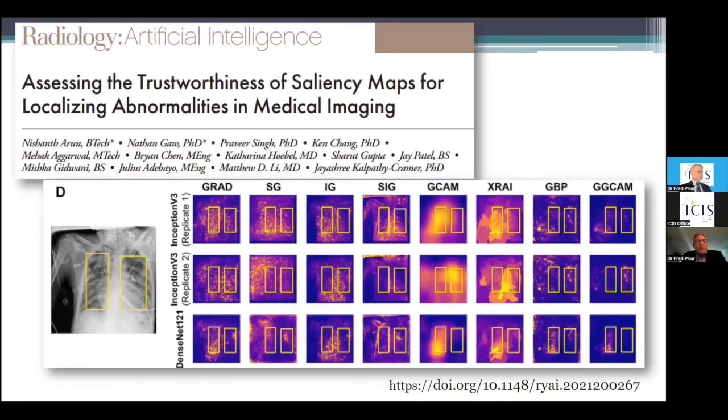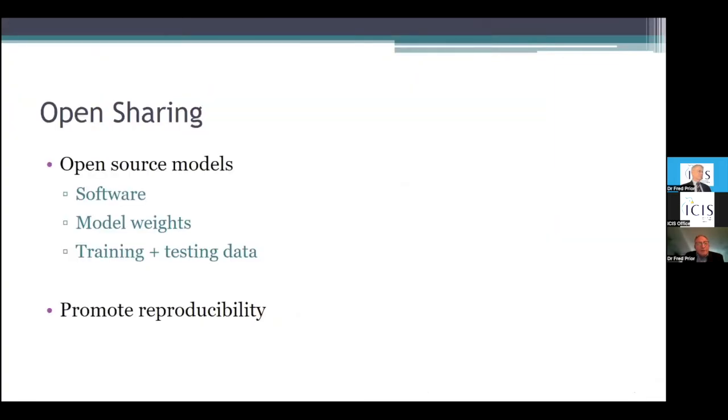The caveat, however, is this article, a very nice one from Jayashri Kalpathy Kramer's group, that investigated the use of saliency maps and showed that they really were not particularly trustworthy, nor were they consistent in showing the areas in the image where the abnormality was to be detected. So I think although they can be a useful tool for helping us to see into this rather opaque mind of the AI system, they're rather an imperfect lens.